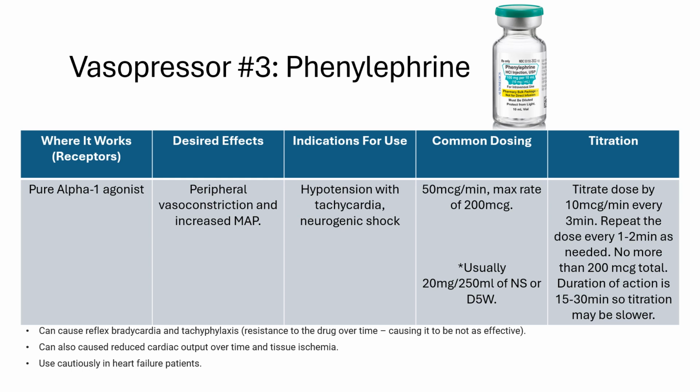This is usually in 20 milligrams in 250 mL of normal saline or D5W. So you can titrate this dose at 10 micrograms per minute every 3 minutes, and you can repeat your dose. So if you're going to start with 50 micrograms a minute, you can repeat your dose or give a smaller dose every 1 to 2 minutes as needed. However, you don't want to go more than 200 micrograms total.